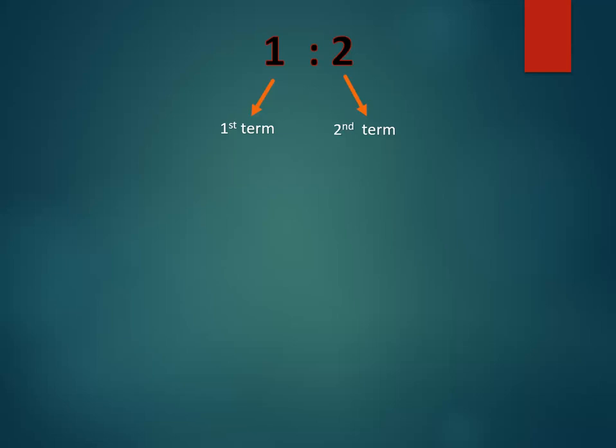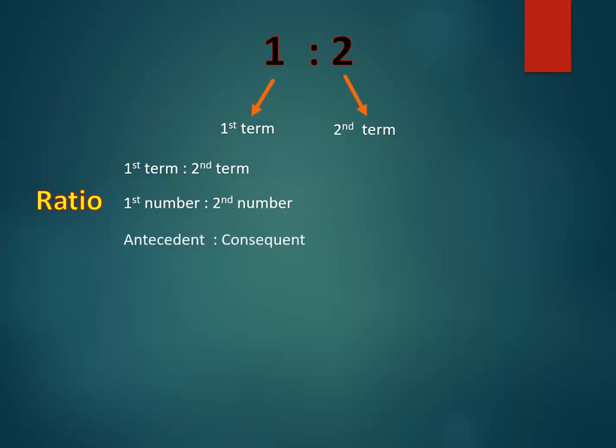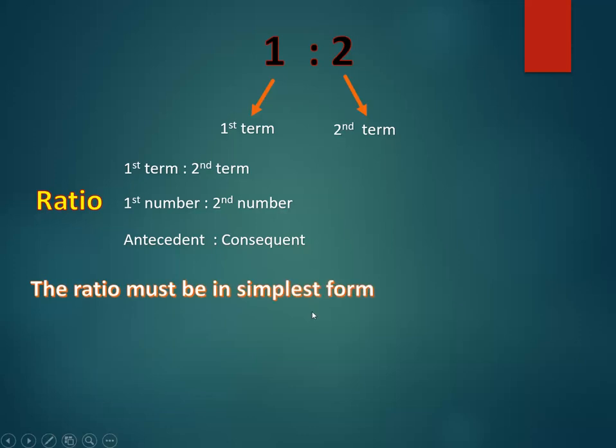We have two terms in any ratio, first term and second term. So ratio equals first term to second term, or we can say first number to second number, or antecedent to consequent. This number is antecedent and this number is consequent. The ratio must be in simplest form. To call any relation or comparison a ratio, it must be in simplest form.